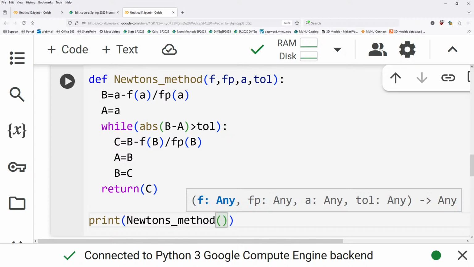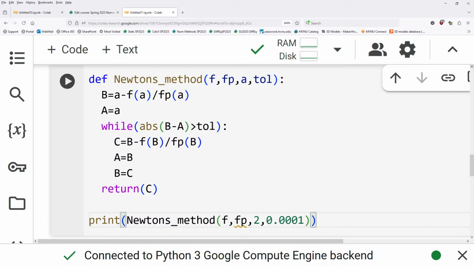So yeah, I don't know why it's showing, I might figure out how to shut off all that nonsense as well. But now we'll type in F prime. My initial guess, I guess we could start with either 2 or 1. We'll do 2. I don't know that it matters. I guess we'll find out. And then let's go with 0.0001 as the tolerance. And that should do it.